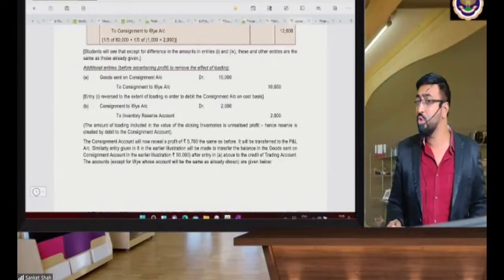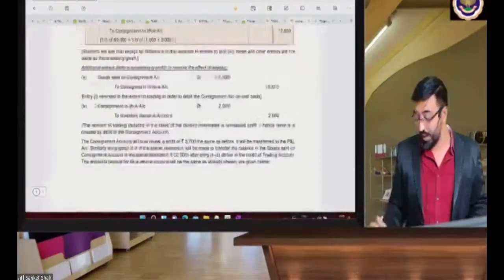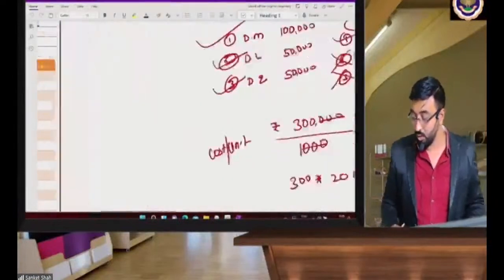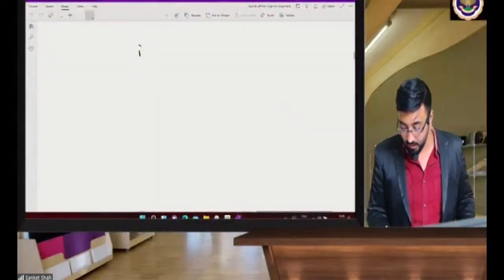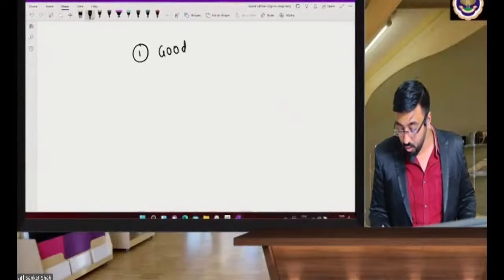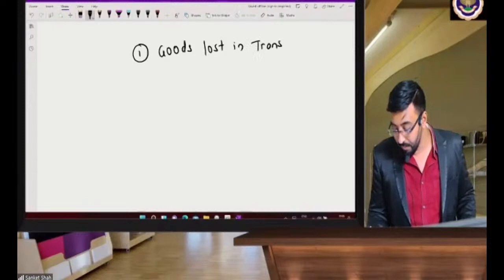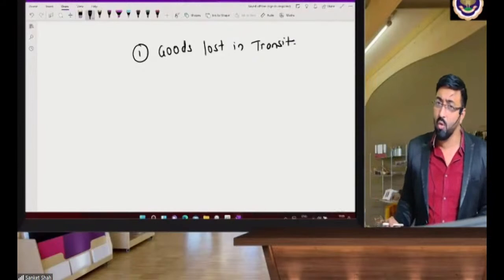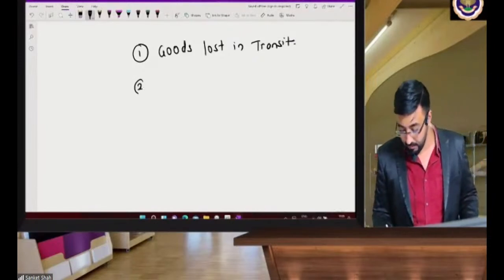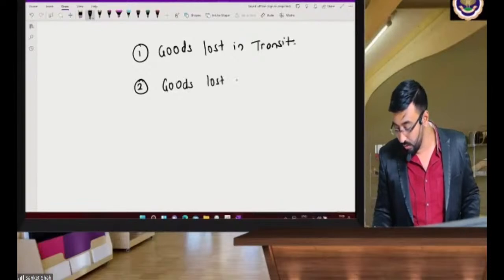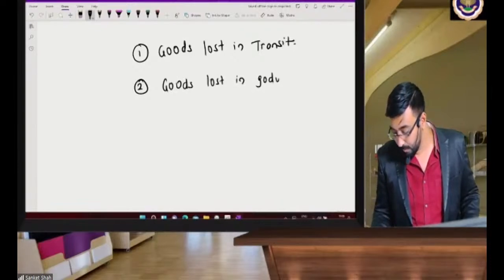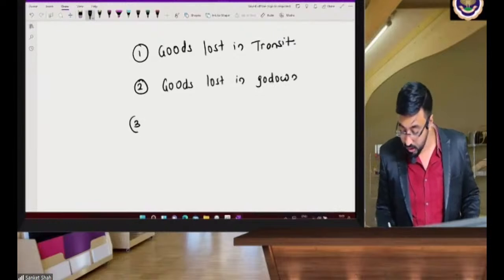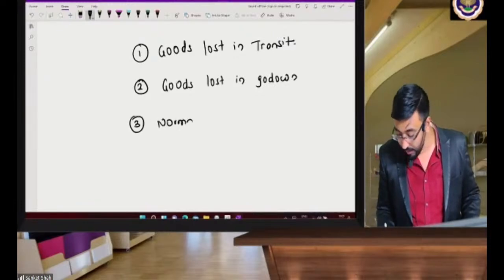I asked you three entries in the last session, you have to tell me valuation. First, I asked you the valuation of goods lost in transit. So now it's question time. Can you tell me how to value goods lost in transit? Second one, goods lost in godown. Third question, normal versus abnormal loss.